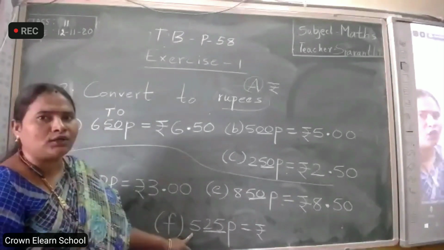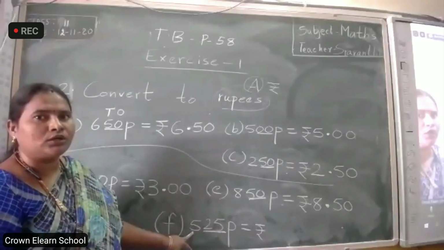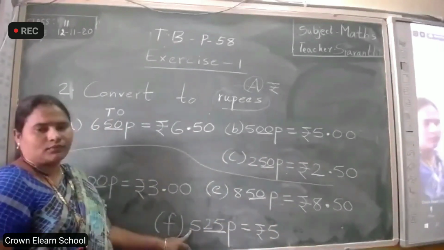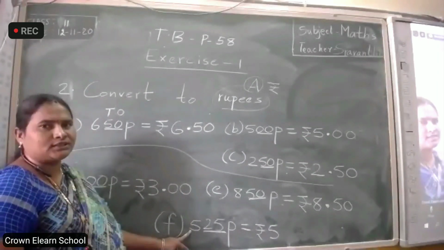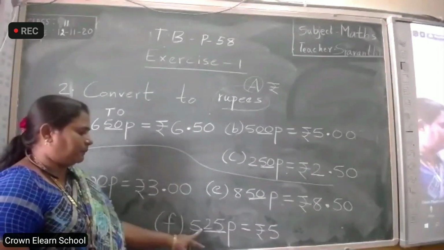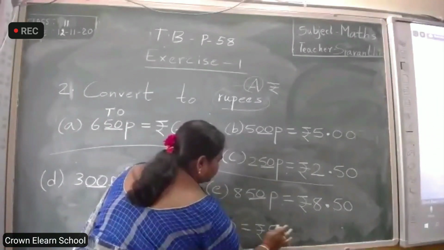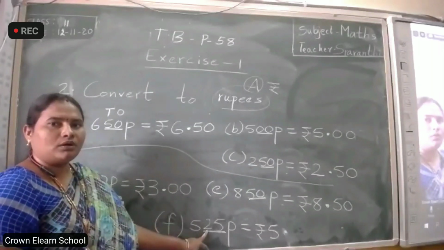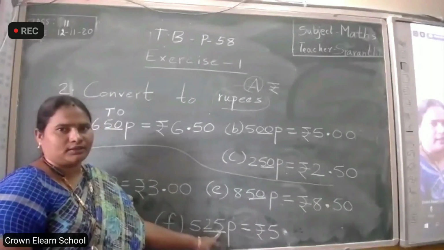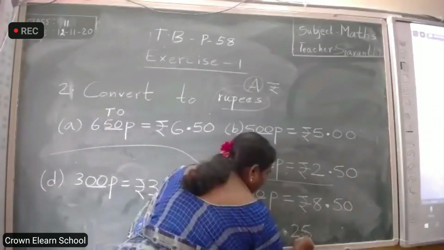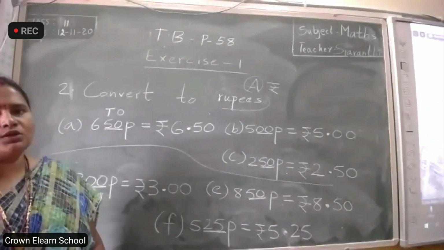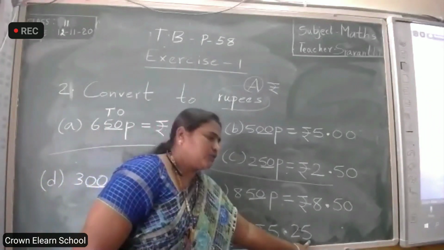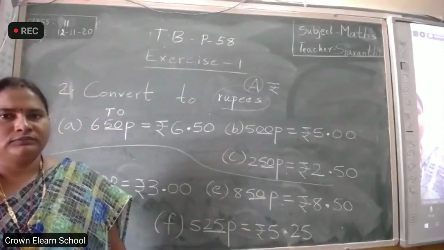Now 5 is alone, only 5. Take it as rupee. So 5 rupees. And we have to separate paise. That's why the dot. Okay. These 2 digits, 2 and 5. So how will you read? 5 rupees 25 paise. Okay, have you done this?